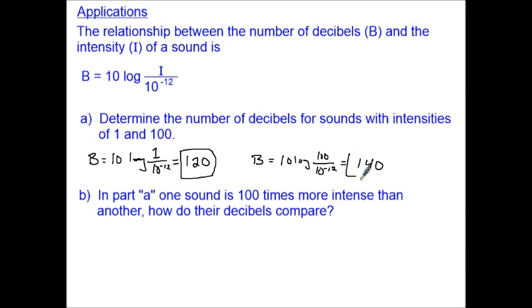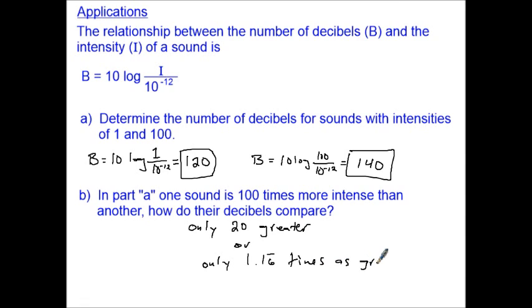Although if you think about that, and basically this is what part B is doing, one sound is 100 times more intense, but how do the decibels compare? Well, we certainly don't get 100 times as many decibels. Basically they're only 20 greater, or if you want something in more of a multiplicative idea, 100 times greater intensity only gives us 1.16 repeating times as many decibels. So this is basically just stressing that a logarithmic scale or a logarithmic relationship is not linear in nature.